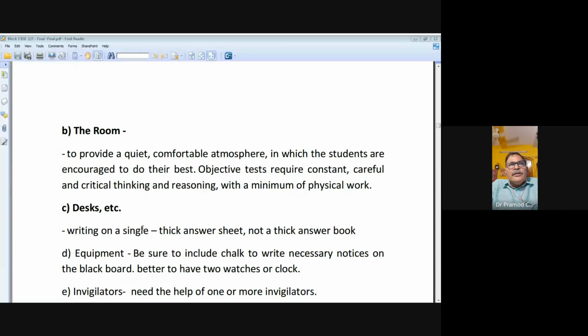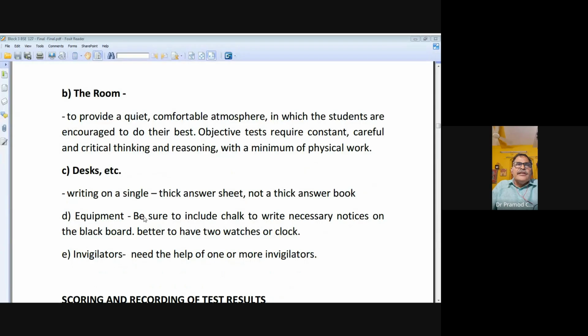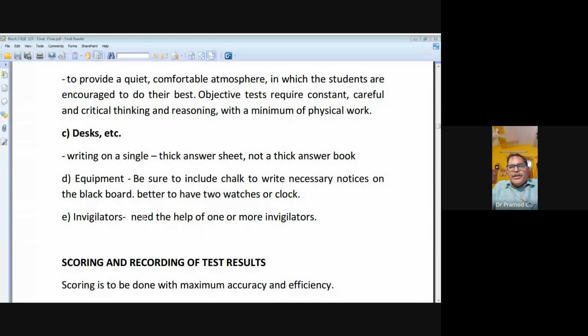Why? Because if the comfortable zone is not there, then automatically they are not able to answer the question paper properly. So care should be taken because the child is applying his critical thinking power and reasoning power to answer the question. If he gets physical pain, then automatically he will lose interest. And you know that equipment should be provided.